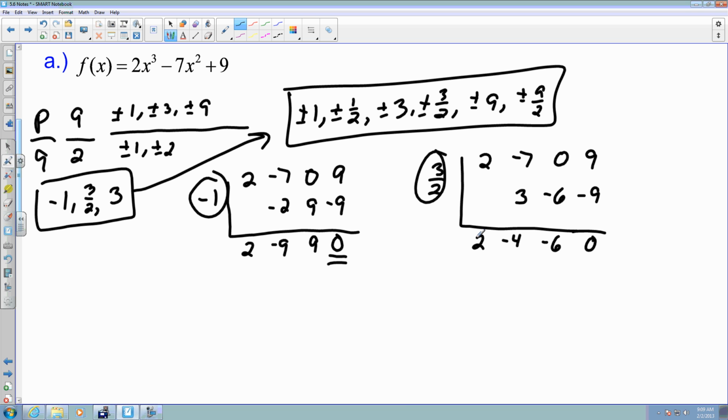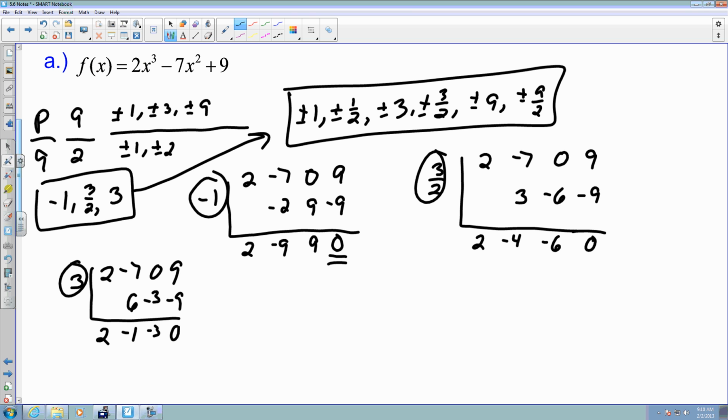And the last one, let's go 3. So I have 2, -7, 0, 9, 2. So that gives me 6, -1, -3, -3, -9, 0. Great. So those hold true. So my answers are -1, 3 halves, and 3.